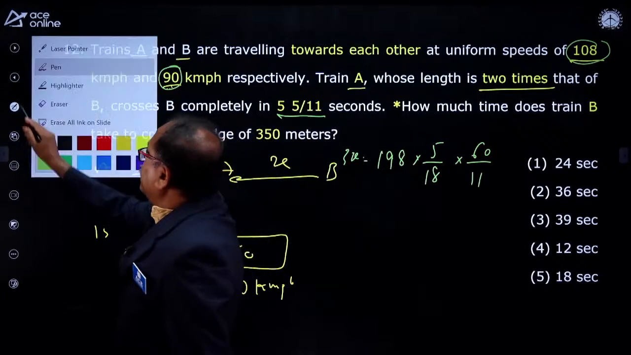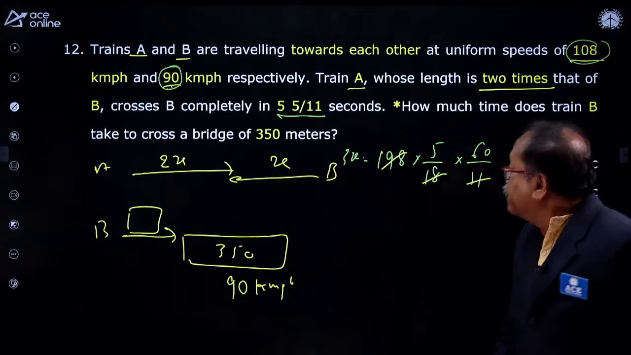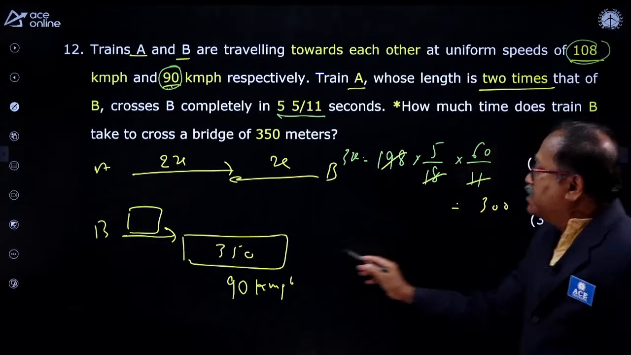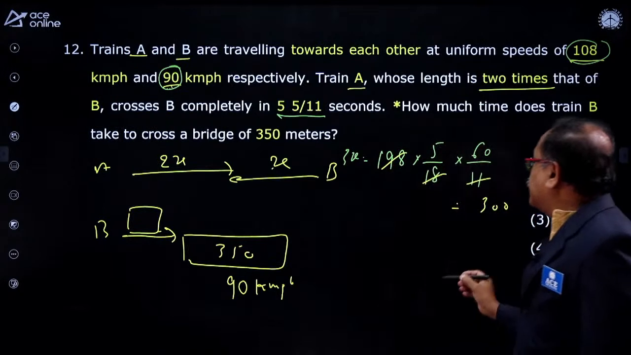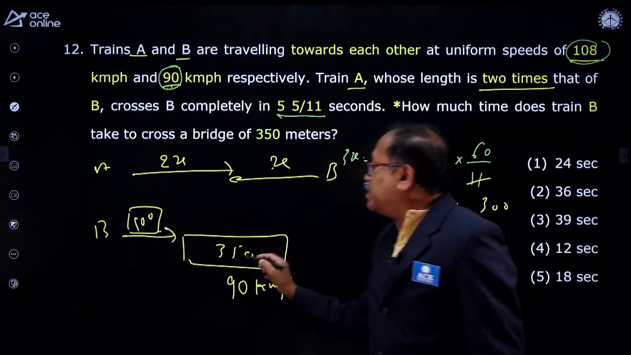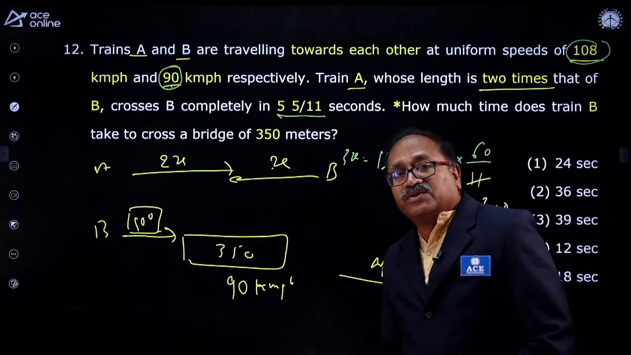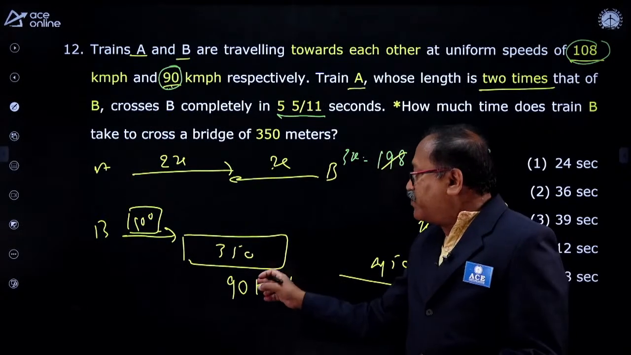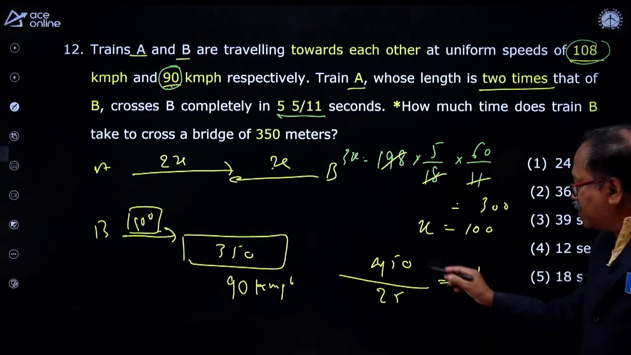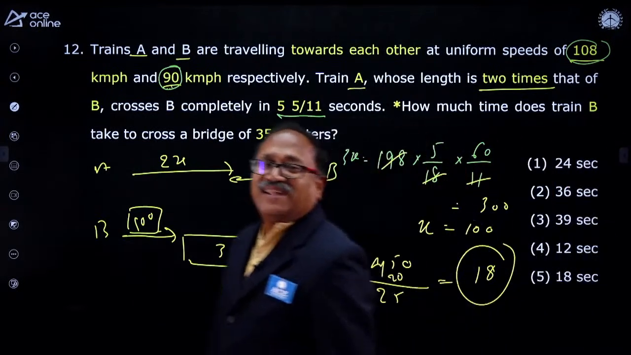I notice that the product of this is equal to this, so the total is 300. When 3x is equal to 300, then the length of train B, x, is equal to 100. So if it is 100, then 100 plus 350, total distance is 450, and the speed is 90 km per hour. Convert that into meters per second, which is 25. Finally you get 18 seconds as your answer.